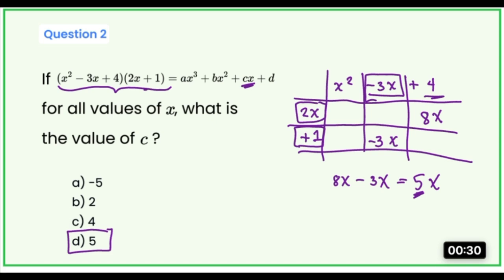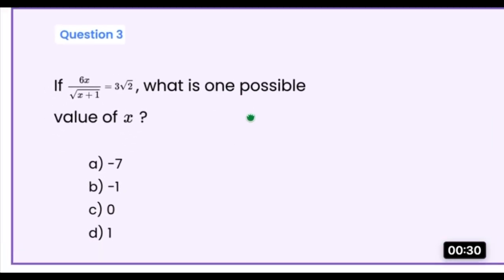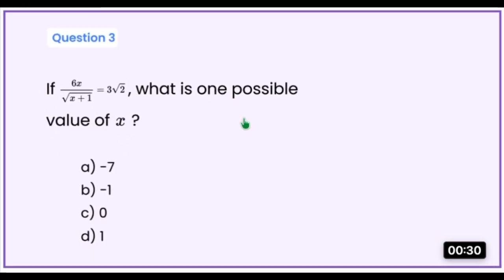Are you ready for question number 3? So here is question number 3. If 6x over the square root of x plus 1 is equal to 3 times square root of 2, what is one possible value of x? For this one, I will also give you 30 seconds to solve.